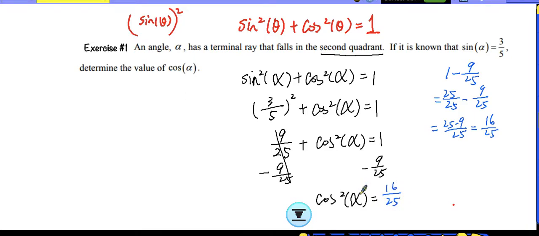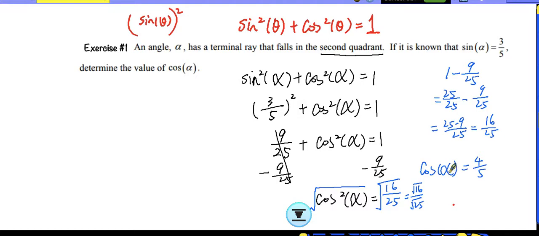Okay, but remember, we need to find the cosine. So in order to find that, I'm going to take the square root of this. Cosine alpha is going to be, when we take the square root, the square root of the numerator and the square root of the denominator. So it's going to look like this. So it's going to be 4 over 5.